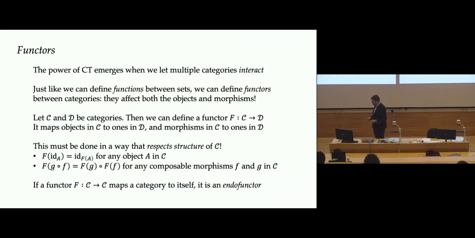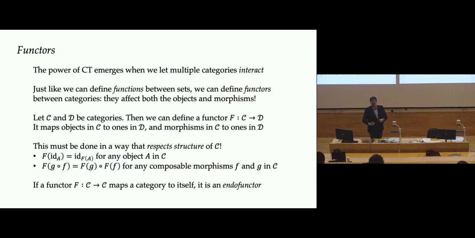Okay. So we've talked about a few special cases of categories. We looked at Set, we looked at Rel, we looked at groups, and we looked at monoids. But really, the power of category theory starts to emerge when you let multiple categories interact with each other. And just like you can define functions between sets, you can define functors between categories.